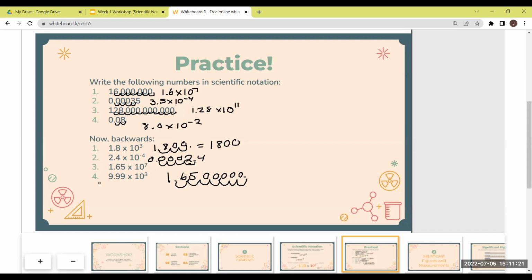And finally, number 4, we have 9.99 times 10 to the 3. I'm going to write 9.99. And I'm going to move the decimal place to the right 3 places. So 1, 2, and 3. And so this is going to represent 9,990.